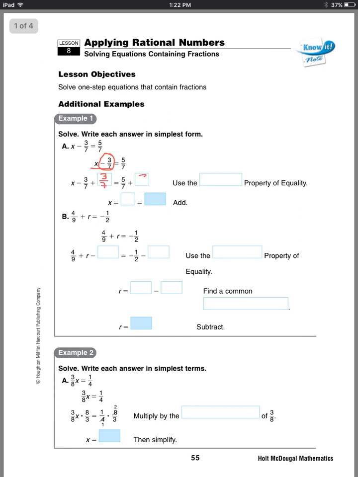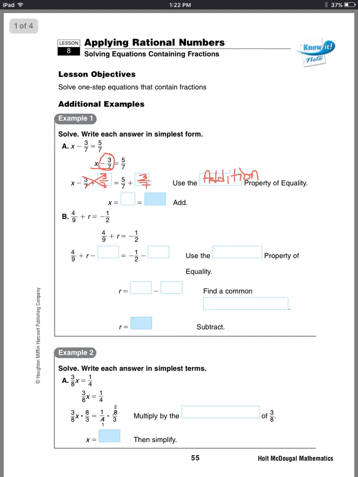And now we do this horizontally because we just learned how to add fractions horizontally, so it's a little bit easier to keep doing the same form. Now, because we're adding to each side to undo the subtraction, that is the addition property of equality. We talked about that with the decimals. Negative 3/7, positive 3/7 are opposite, so they cancel because they equal 0.